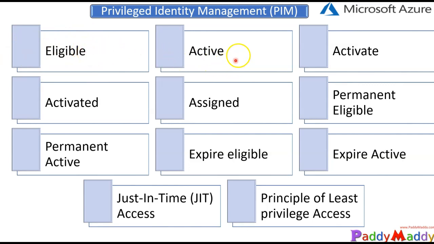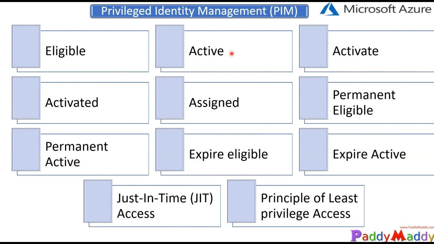Now let's have a look at active. Active is the other type of role assignment. Active is a role assignment that doesn't require a user to perform an action to use the role. If I have an active role assignment, that I'm a member of a global administrator or maybe a security administrator, I have a privilege assigned to the role. That means I have the privileges to perform some kind of role.